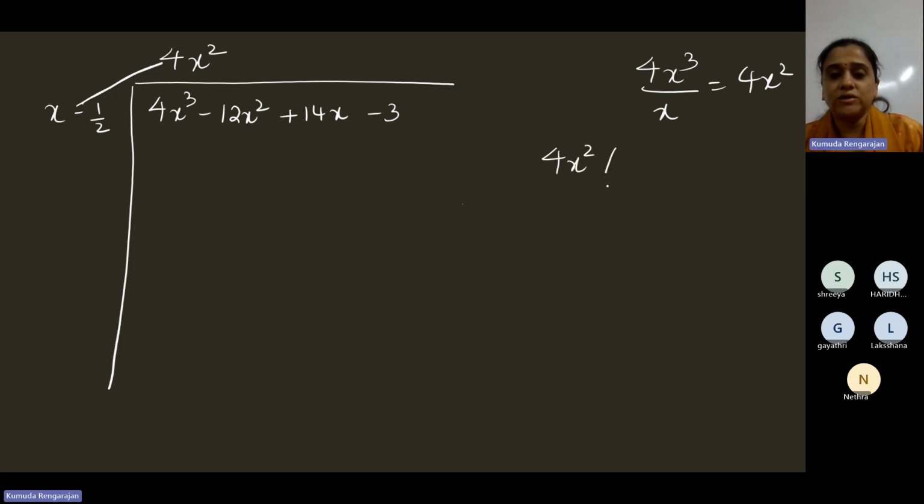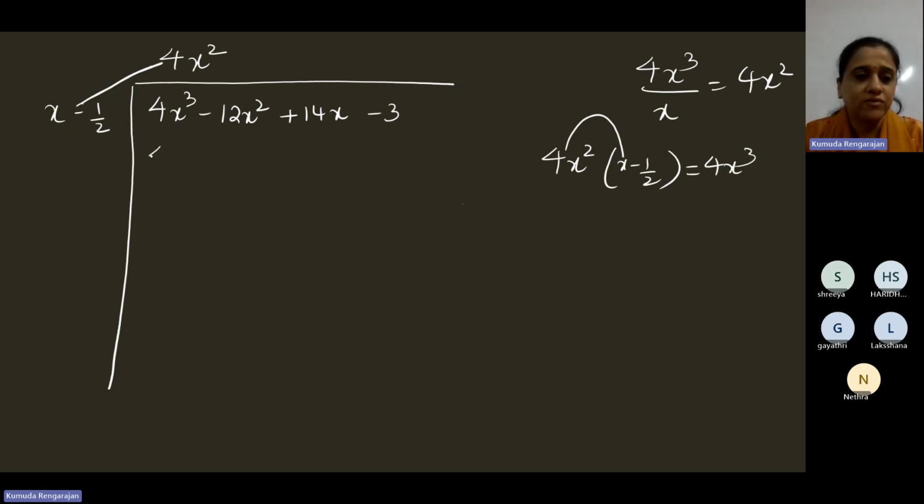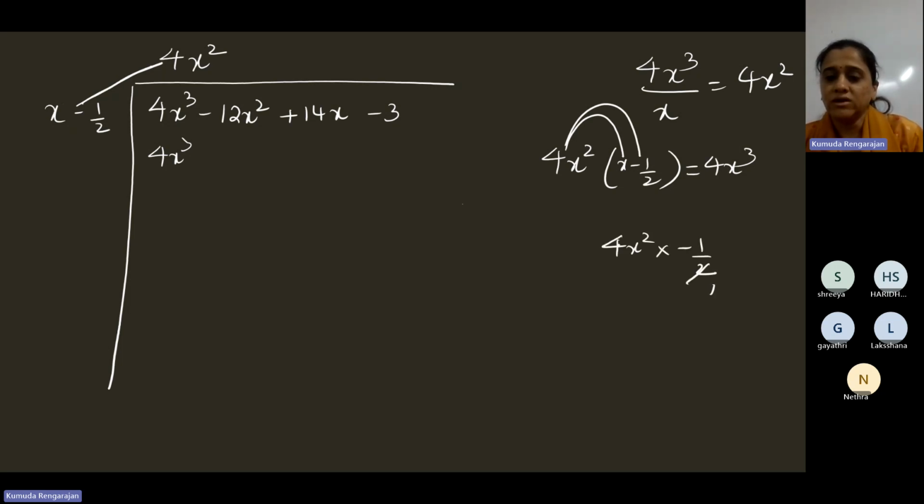So 4x squared into x minus half. All right. Multiply 4x squared, the quotient. It's called the partial quotient with the divisor x minus half. Now, how do you multiply this into this? 4x squared into x, 4x cubed. Write that here, 4x cubed. Then 4x squared into minus half. 2 2s are 4, so 2x squared into minus 1. So minus 2x squared.